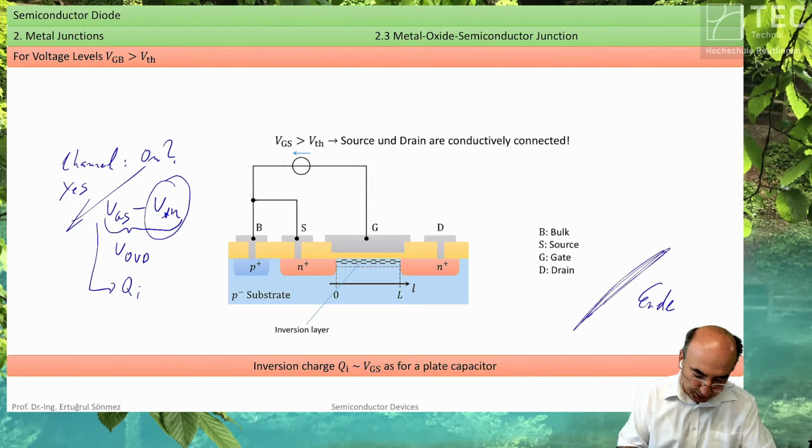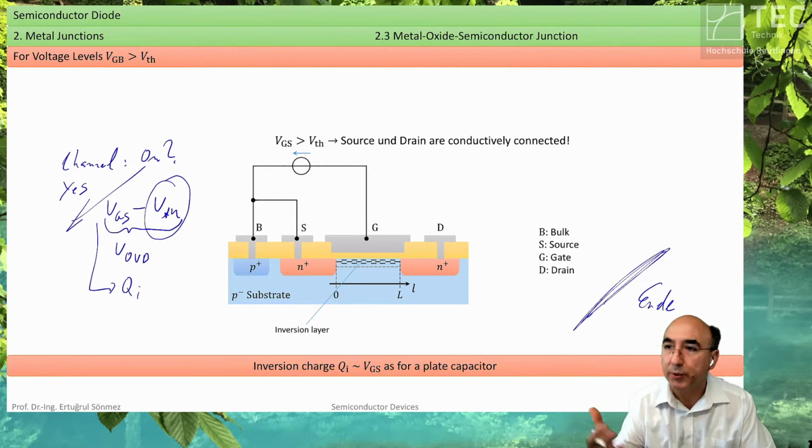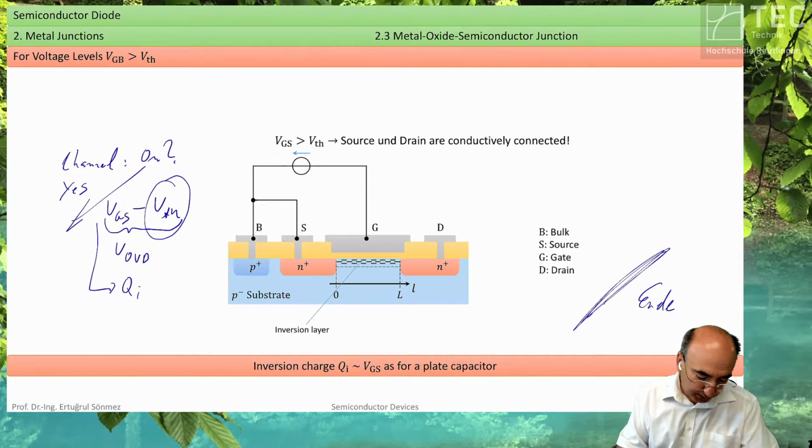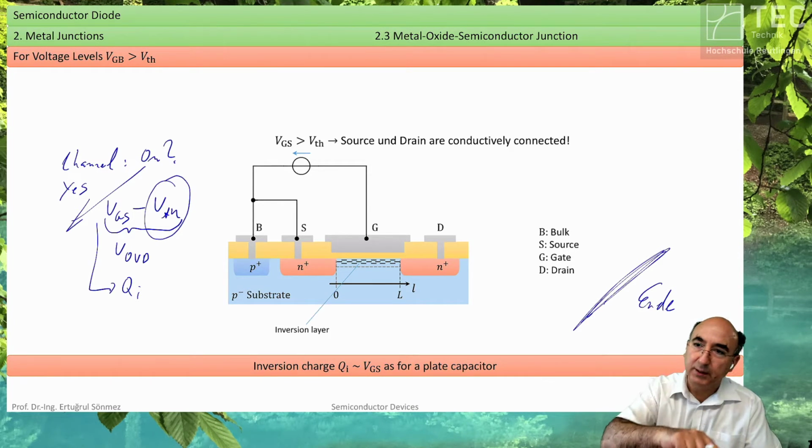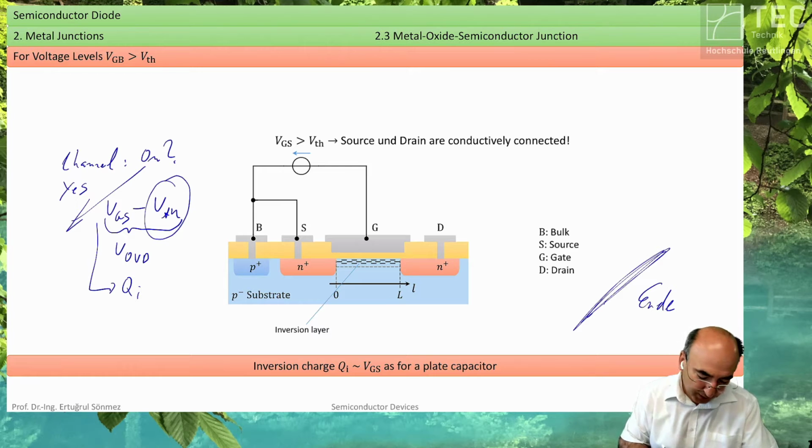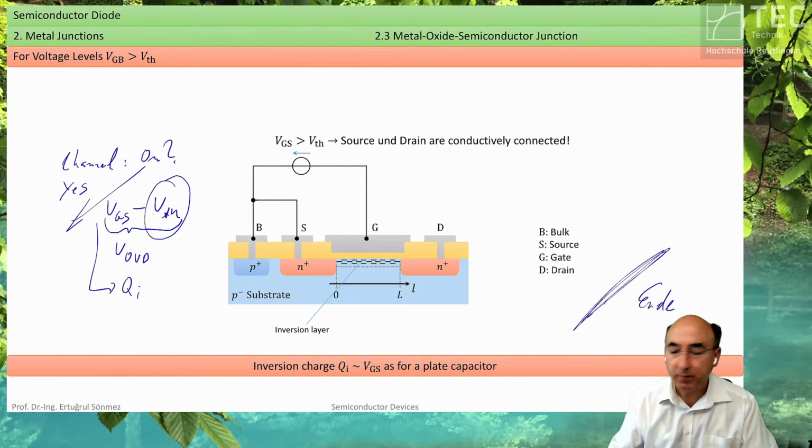And deploying charges in the metal is a matter of fact that it is an infinitely low thickness of the deployed charge area. But for the semiconductor, we need some area to deploy charges. And if it is the space charge region, then we can calculate from the Poisson equations that the space charge region has a finite width.